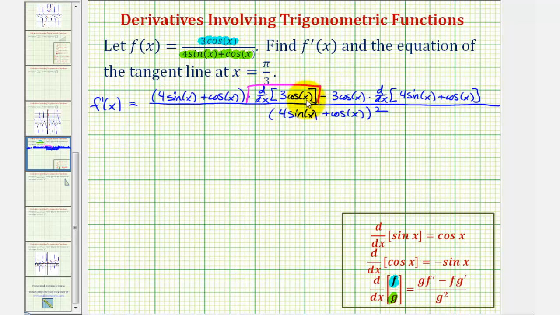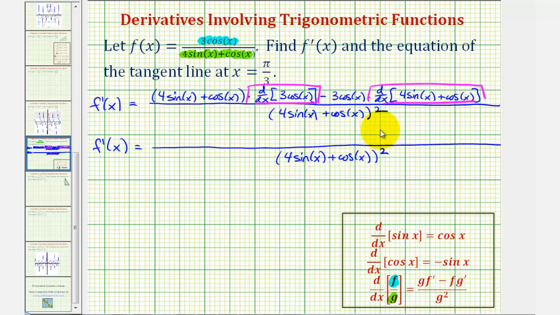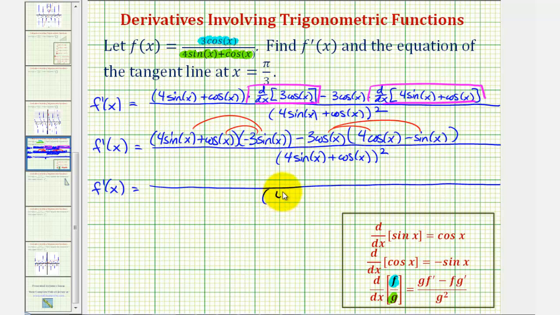And now we'll find the derivative here, the derivative here, and hopefully simplify. So f prime of x is equal to, our denominator is going to stay the same. So we have in the numerator 4 sine x plus cosine x times the derivative of 3 cosine x, which would be negative 3 sine x, minus 3 cosine x times the derivative of 4 sine x plus cosine x. That would be 4 cosine x and then minus sine x. So now we'll distribute here and distribute here. The denominator is going to stay the same.